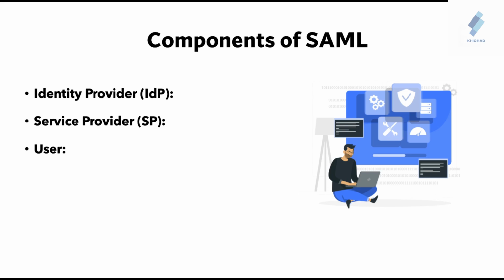Components of SAML. Identity provider. An identity provider is a system that authenticates and provides identity information for users accessing an application or service. Service provider. A service provider is a system or entity that hosts an application or service accessed by users, depending on identity providers for authentication and authorization. A user. A user is an individual or entity who interacts with the application or service provided by service providers, often authenticated by the identity provider.